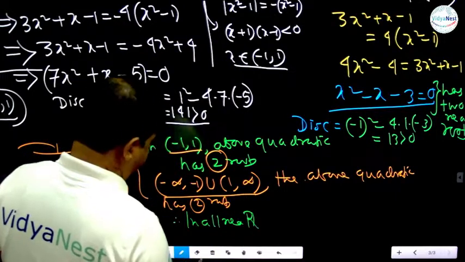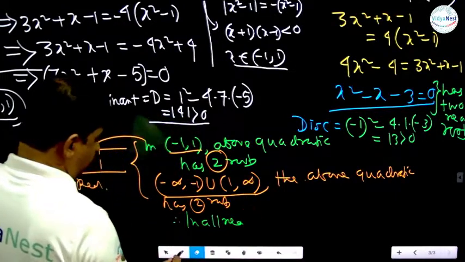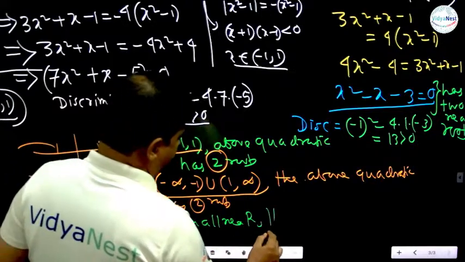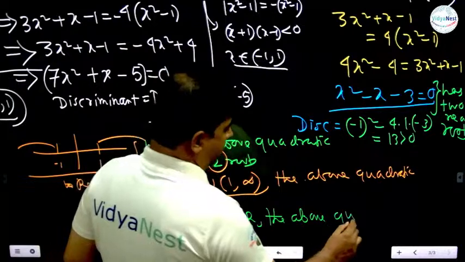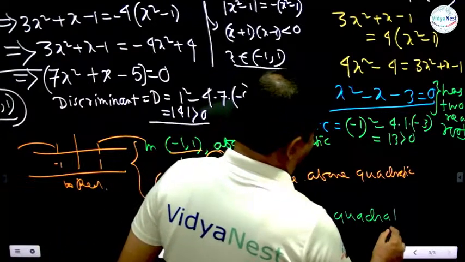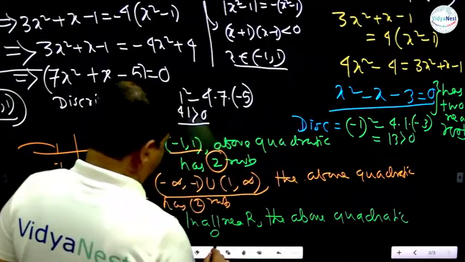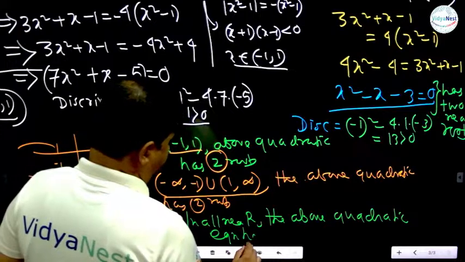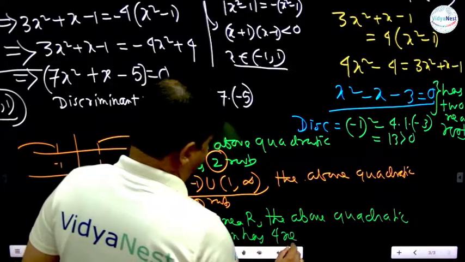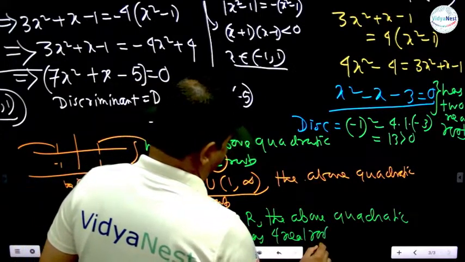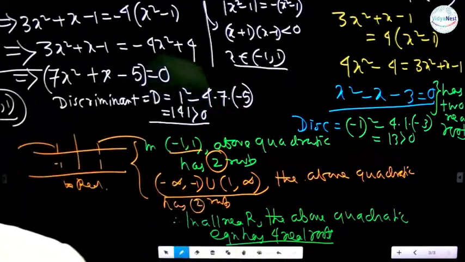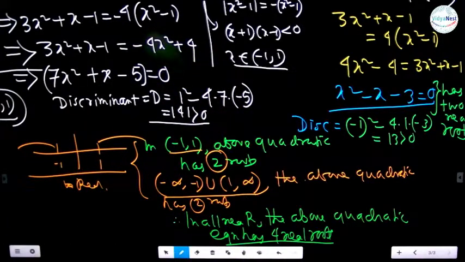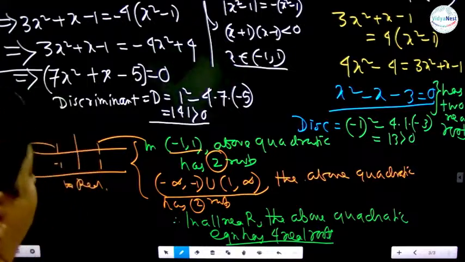Therefore, in all real numbers the above quadratic equation has 4 real roots. ठीक है? Yes. So it came in JEE Advanced 2021.